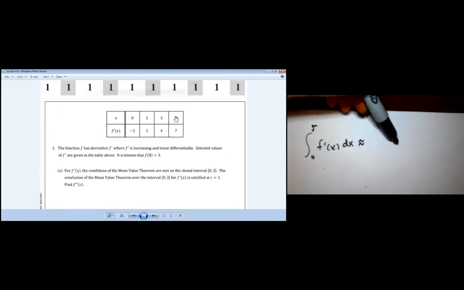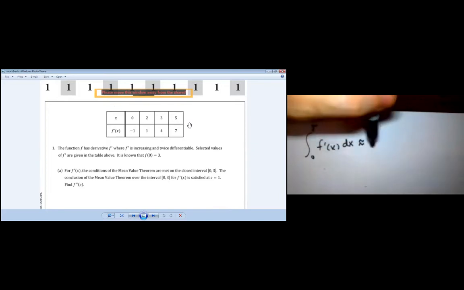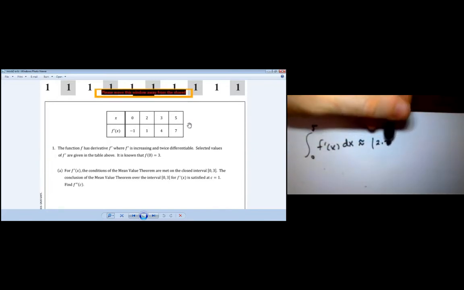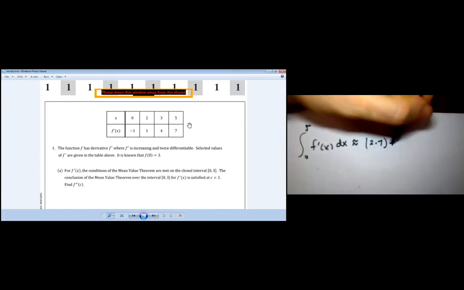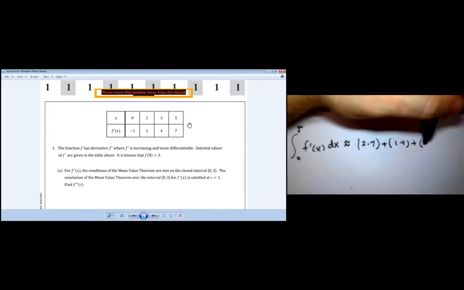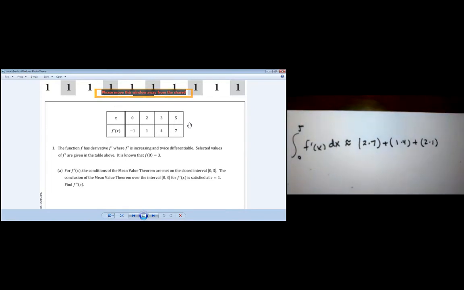So what's the first gap going to be? Remember, the first gap is your x values. If we're starting on the right-hand side, the first one would have a gap of 2 times 7 plus, moving on to the next one, 1 times 4 plus about 2 times 1, and you're done. If you wrote them in a different order, as long as you get the same numbers, you'd be okay. But you don't need to do that math at all. You can just stop right there.